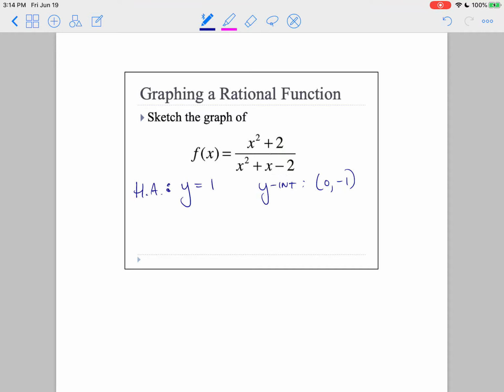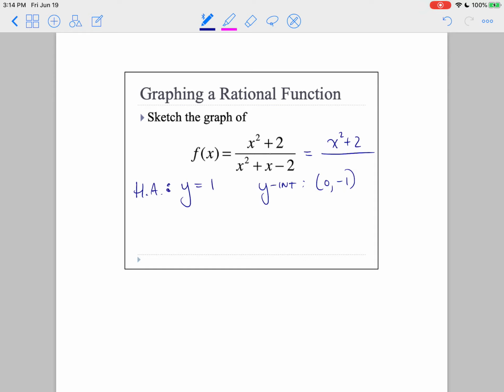And now I'm also interested in my vertical asymptotes and my x-intercepts, and that can be found when this is factored. Now the numerator does not factor because it's x squared plus 2. So this stays x squared plus 2.